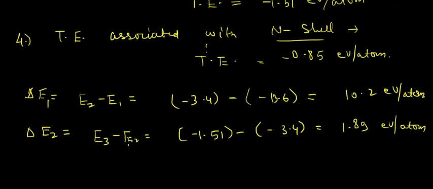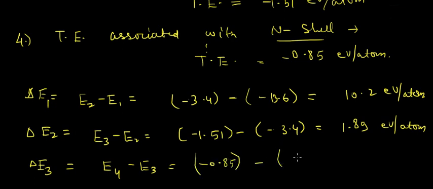Next let us calculate the delta E3 required to jump from third shell to fourth shell. That would be minus 0.85 minus minus 1.51, that should come out to be 0.66 electron volt per atom.